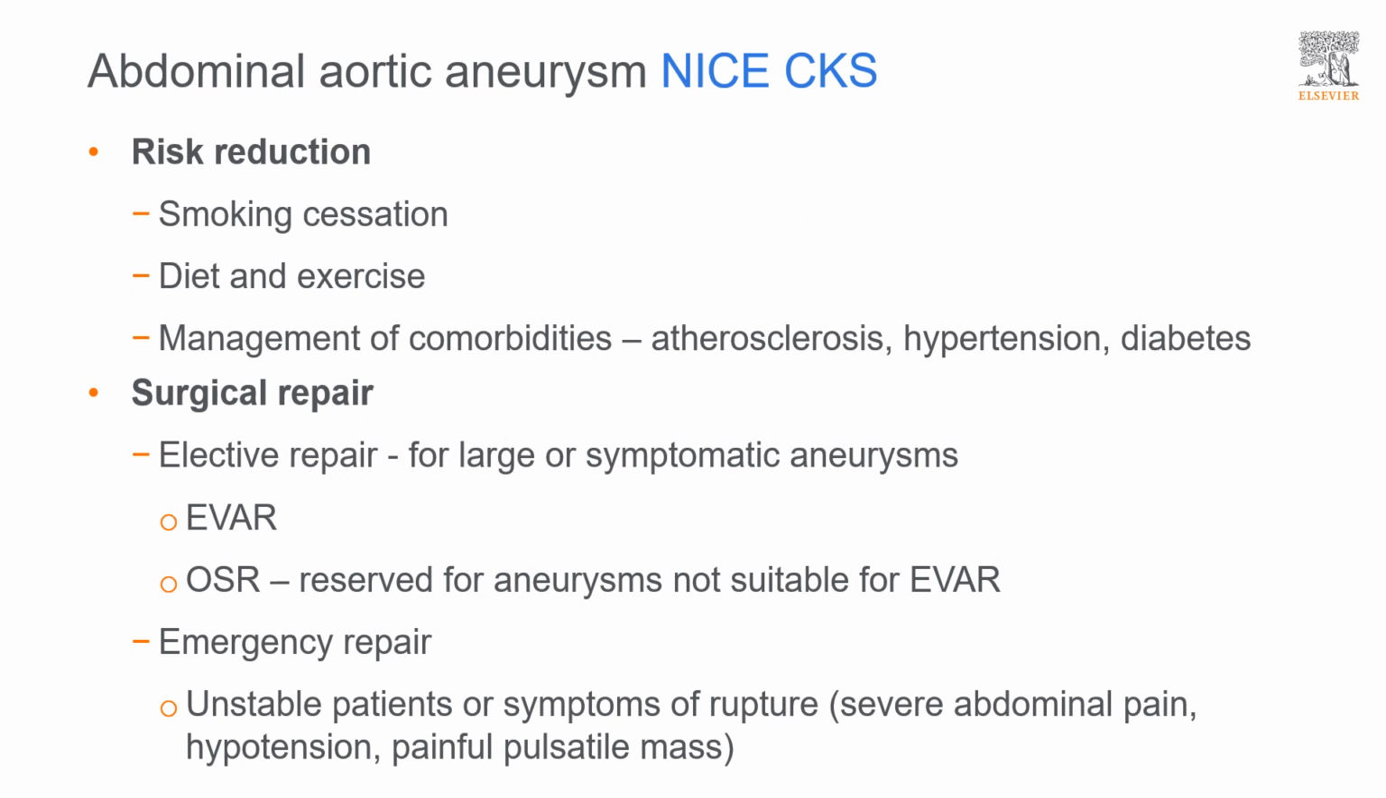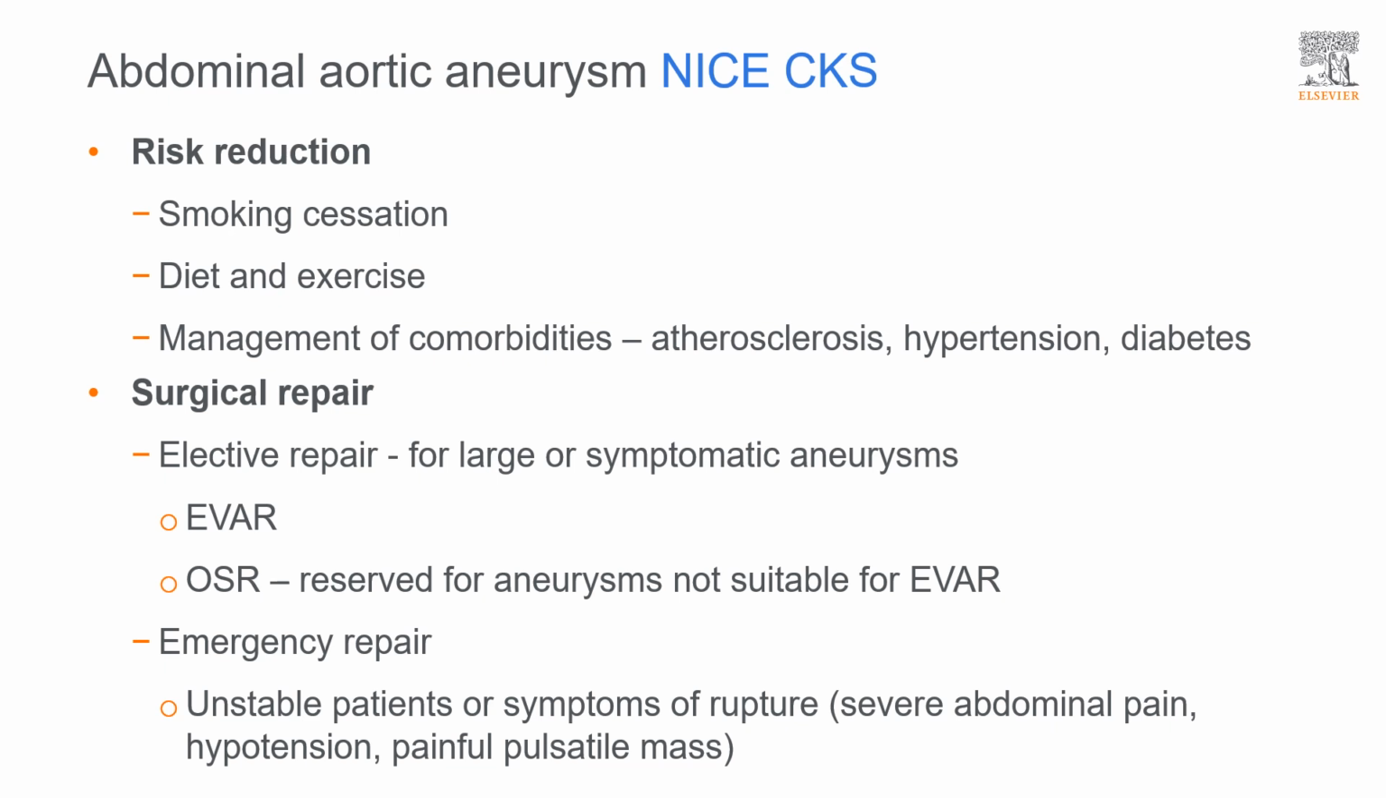Management of abdominal aortic aneurysms includes risk reduction in all those where an aneurysm has been detected, involving most importantly smoking cessation, as this is the biggest modifiable risk factor for vascular disease, diet and exercise, so a healthy diet and weight loss to within a healthy BMI range, and moderate exercise, and management of comorbidities including atherosclerosis, hypertension and diabetes, which may be with statins, blood pressure reduction according to NICE guidelines, and management of glycemic control.